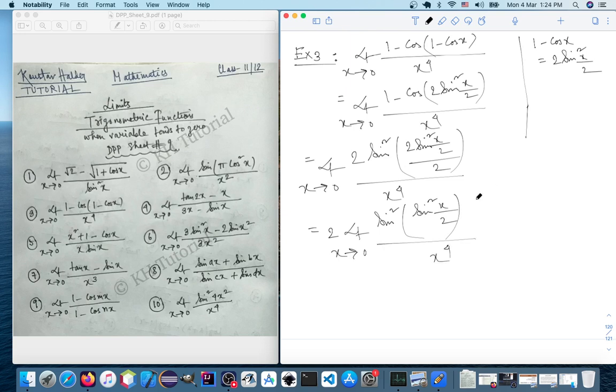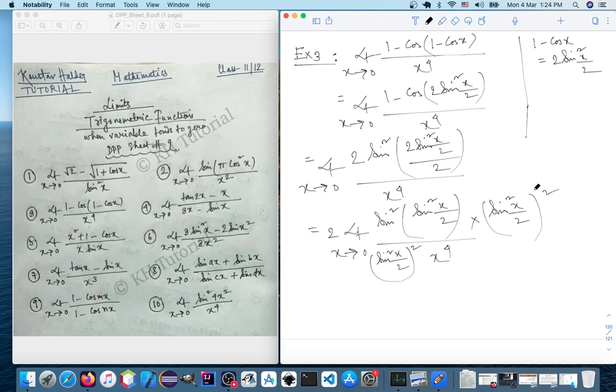Since sine square x by 2 also tends to 0 when x tends to 0, we would like to create the form sin x by x. So since we have sine square, we would like to have the square of this, and we have to adjust that also, square of this.